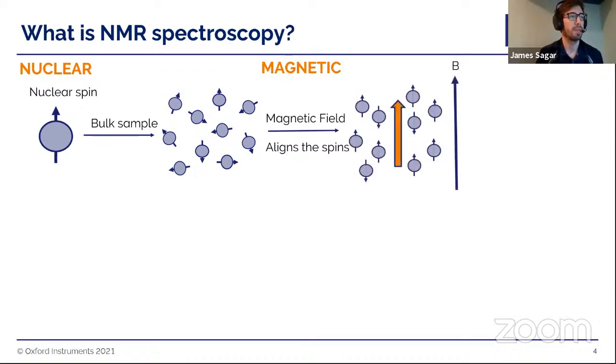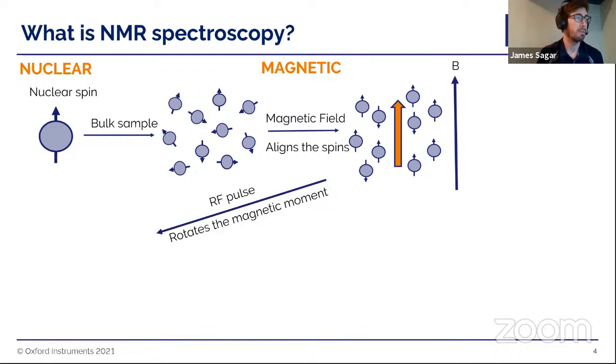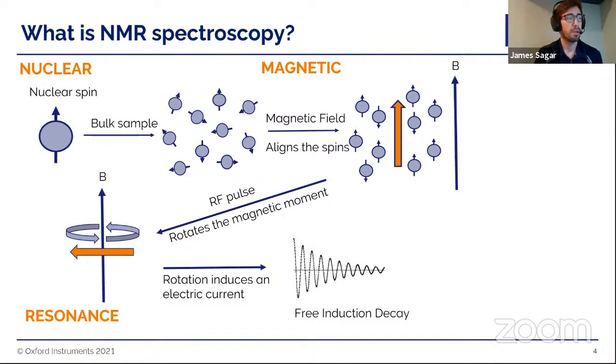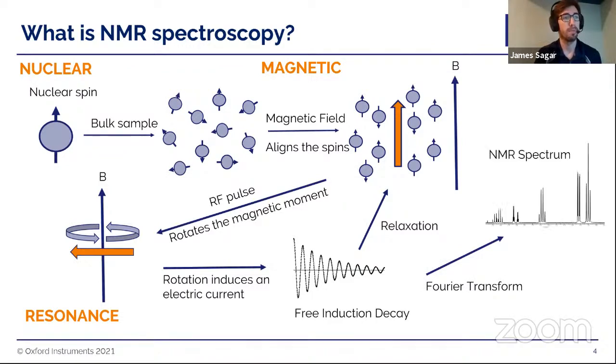Once we have those spins aligned with the magnetic field, we can start to do interesting things by exciting them with a radio frequency pulse. That starts to rotate the magnetic moment, giving us our resonance. That rotation induces an electric current in our pickup electronics, and as we remove that RF pulse, that signal decays. This is what we know as our free induction decay. We can go round and round that loop of excitation and relaxation to increase our signal and average out our noise. At some point, we can then Fourier transform that acquired data to give us our NMR spectrum that most people are familiar with.